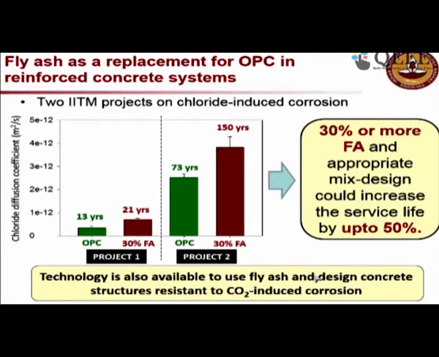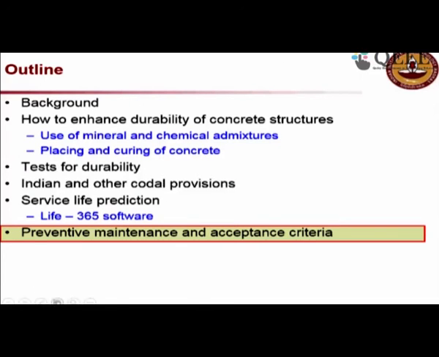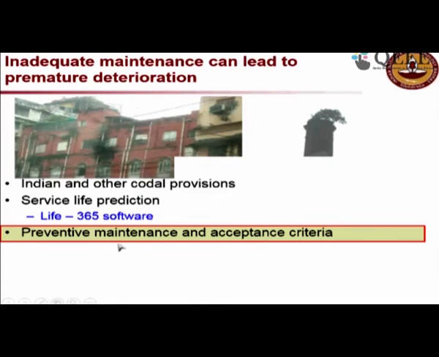So the point is, we should know what is the desired life. For that life we can use these materials, fly ash, slag, all these SCMs, and design structures whatever be the corrosion mechanism. So we can definitely use these materials and use appropriate mix design techniques to come up with good concrete designs. Preventive maintenance, I have only one thing to say here.